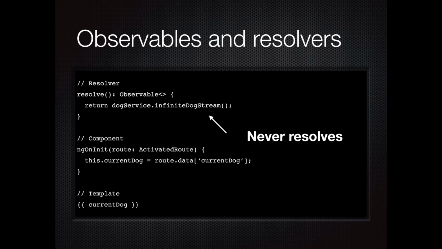Another limitation of resolvers that at least was not obvious to me to begin with was that the resolver, if it returns an observable, it has to actually complete before the resolver will return. So if you imagine that I set up this resolver and it returns an infinite dog stream, and I'm just going to have this page that just cycles through dogs, it's going to be totally awesome. And then on my component side, I can just subscribe to this and bind it to the template, and it's going to be magic. Well, in practice, I'm just going to see my loading indicator forever because this resolver is never going to finish because it's just waiting for this observable to complete.